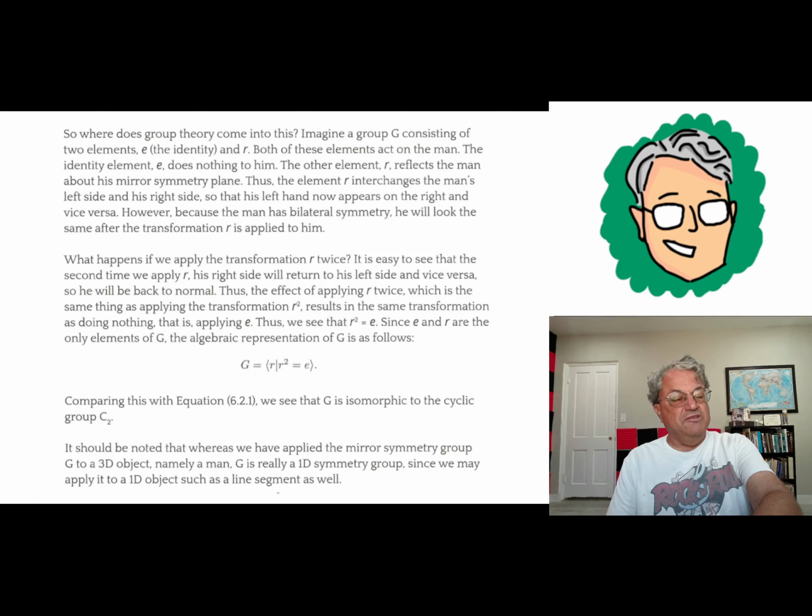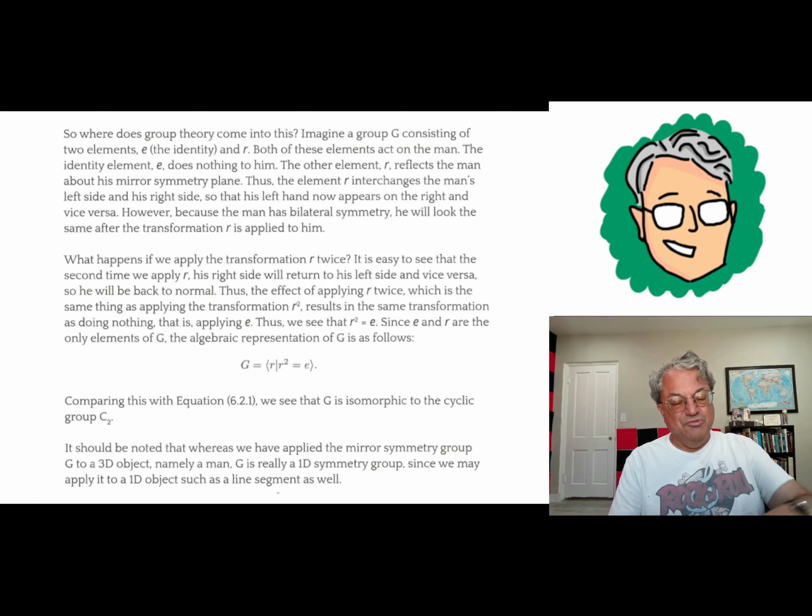And you can even, I didn't do this in this chapter, maybe I should have, but you can make a Cayley table of the mirror symmetry group. It's a 2x2 table where E's are on the main diagonal, so it looks like E R. The first row is E R, and the second row is R E.